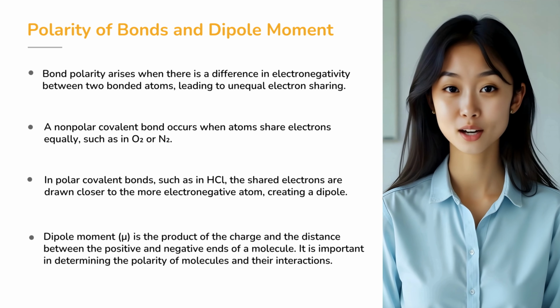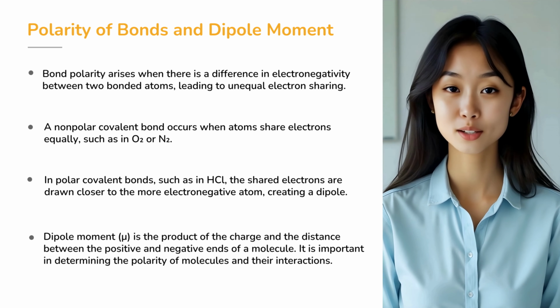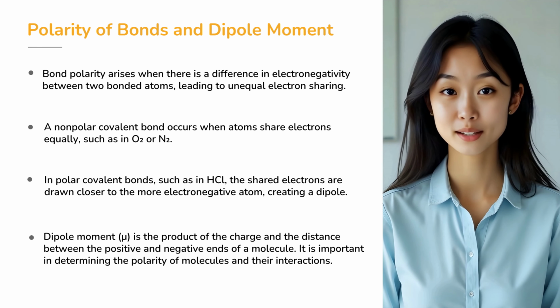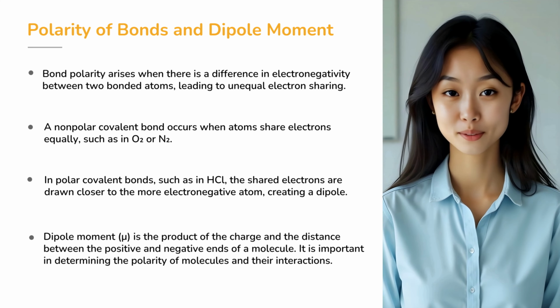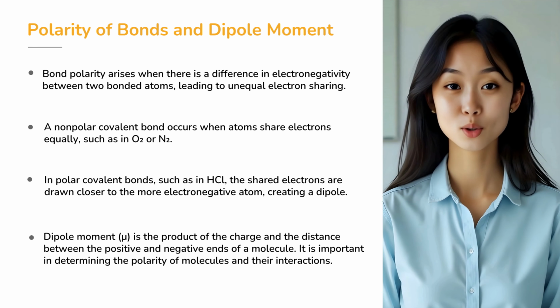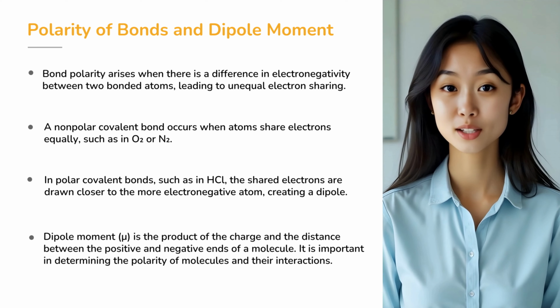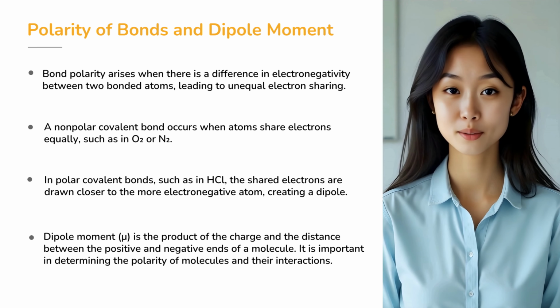Finally, let's discuss bond polarity. A bond is polar when the electrons are not shared equally between the two atoms. This usually happens when there's a significant difference in electronegativity, the tendency of an atom to attract electrons. Take hydrogen fluoride, HF, for example. Fluorine is much more electronegative than hydrogen, so the shared electrons are pulled more towards fluorine, creating a polar bond.